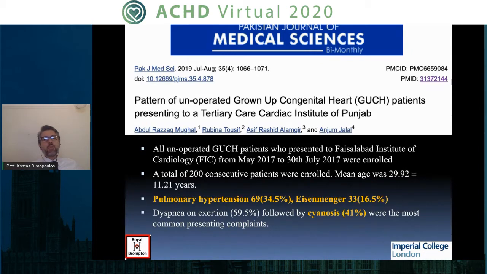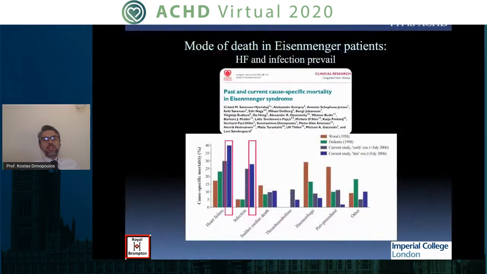This is an example of a paper that came out last year in 2019 from Pakistan, showing that of patients presenting in their adult congenital unit, a third had pulmonary hypertension, 16% had Eisenmenger syndrome, 41% cyanotic. So still a large number of Eisenmenger and cyanotic patients around in developing countries.